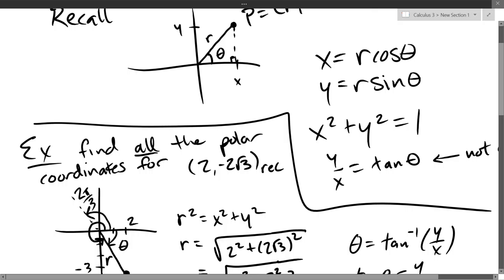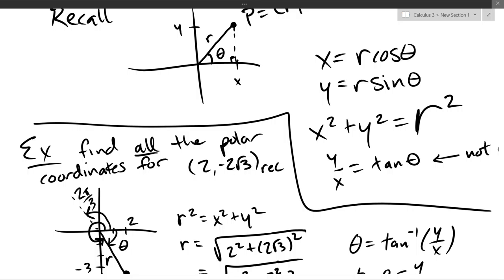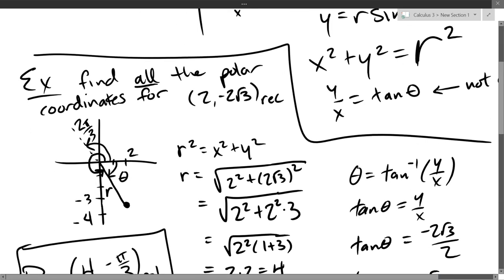What's wrong with x squared plus y squared equals 1? What does that assume? Yeah, r's not always wrong. I mean, it is if you're on a unit circle, but this one needs to be an r. And it should be not just r, but r squared, not 1. If r equals 1, yeah, it will be x squared plus y squared equals 1, but you can't just assume that it's 1.